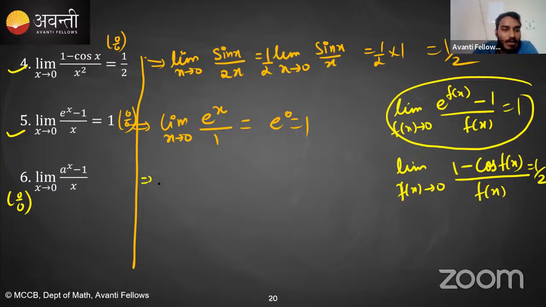We can directly use the L'Hopital. So using the L'Hopital, what we will get? Differentiation of numerator. Differentiation of a raised to the power x is a raised to the power x ln a. Differentiation of 1 is 0, divided by differentiation of x is 1.